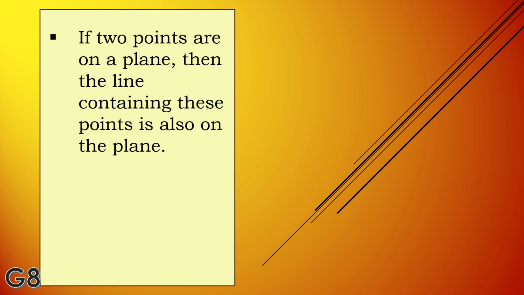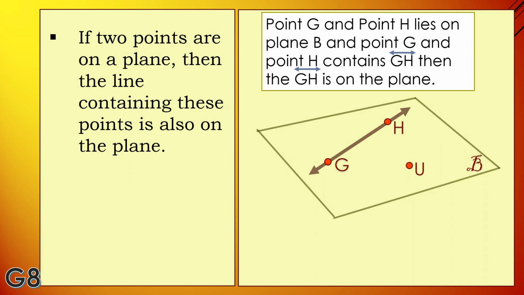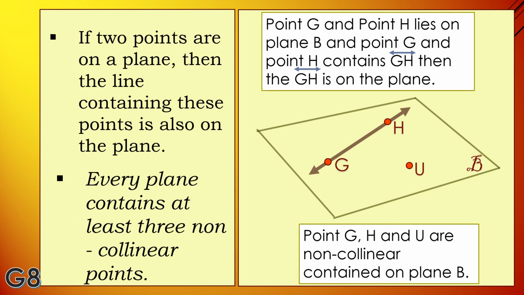If two points are on a plane, then the line containing these points is also on the plane. So we have here point G and point H lie on plane B, and point G and point H contain line GH. Then the line GH is on the plane. Every plane contains at least three non-collinear points. And here, points G, H, and U are non-collinear points contained on plane B.